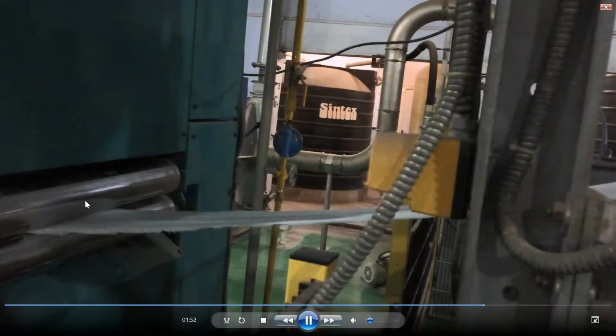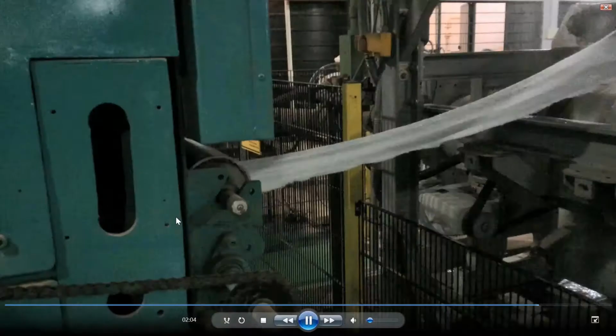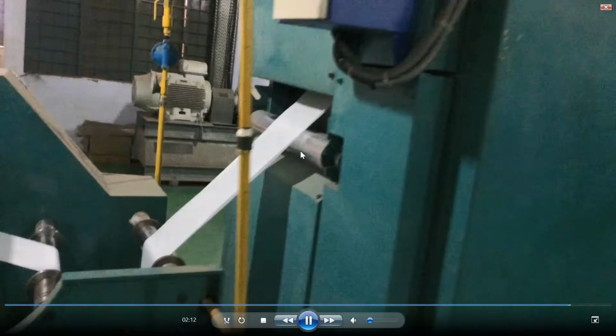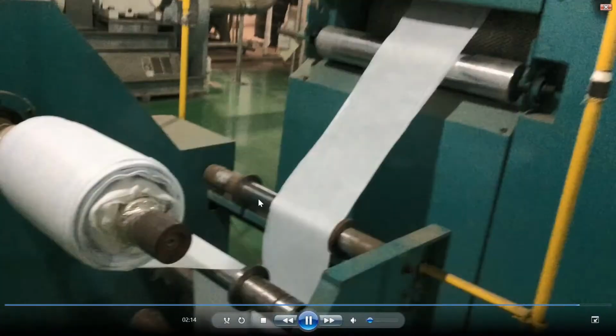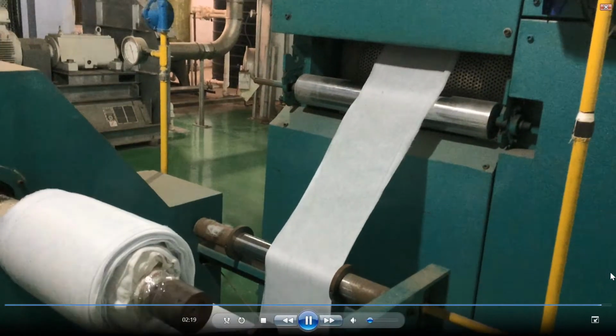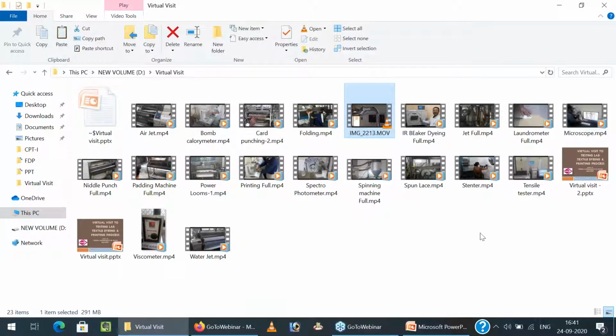So it goes to the drying unit. This is the entry level of the dryer. Okay, so this is the control panel of the hydro entanglement machine. Now it goes to the dryer. In the dryer, we can set the temperature. After drying, it comes out and is wound in a roll form. So this is called hydro entanglement fabric. This type of fabric is mainly used for wipes and medical purposes, and needle punch fabric is mainly used for filtration purposes, air filtration kind of things.